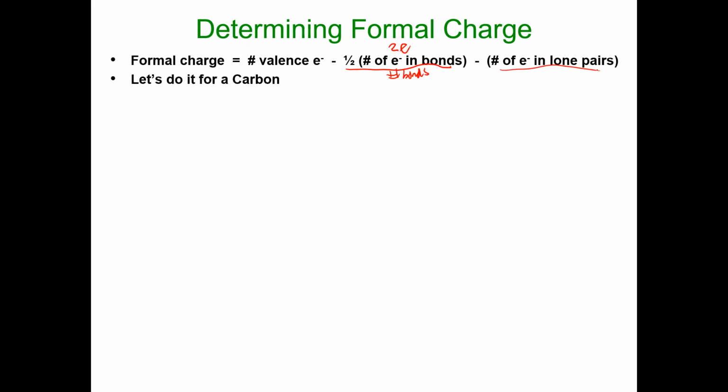So let's start with an easy one. Let's do carbon. So we know that carbon has 4 valence electrons, right? But it wants an octet. It wants to be like neon, and that's why it forms 4 bonds.